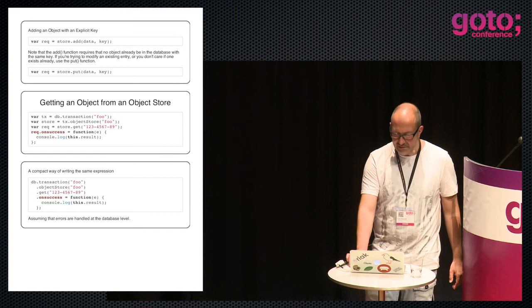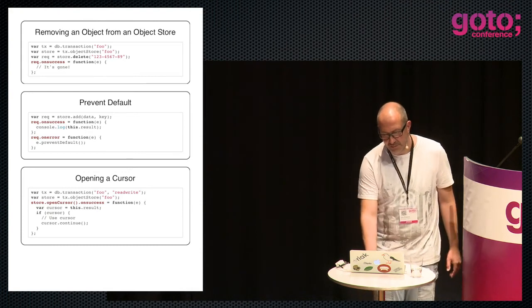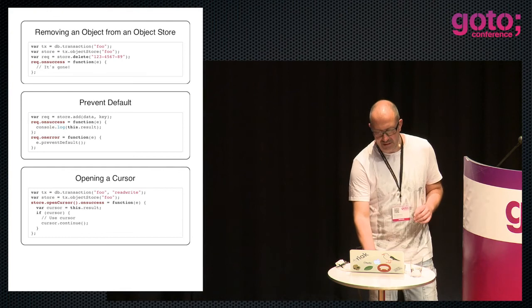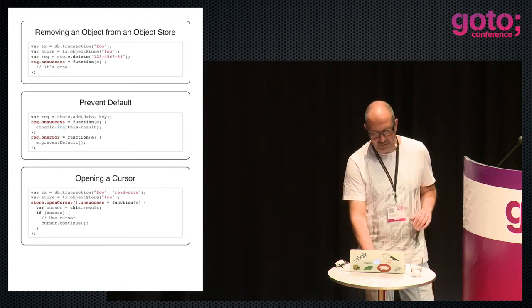We can remove data. That's the same pattern as we saw. And there's a possibility to prevent default. That's normal DOM scripting. So if we catch an error and we don't want it to bubble, we can prevent default.